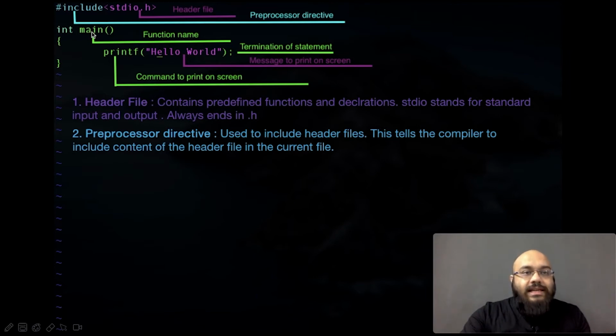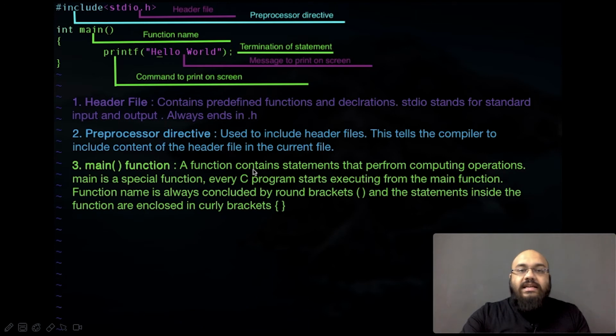The next line is int main. So main is a function name. Now, what is a function? A function contains statements that perform computing operations. This is the definition of a function. Main is a special function. Every C program should have the word main. Every C program starts executing from the main function. So, without this main function, we cannot write a C program. Every C program will look for this main function, and whatever code is inside the main function, it will start executing that code.